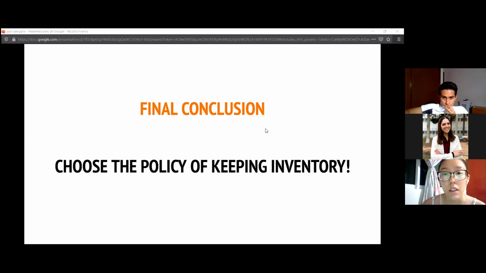Now we can see that by having the policy of keeping inventory, we can meet all demand. Therefore, FDC must accept and allow keeping inventory.